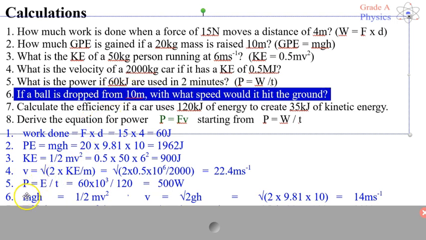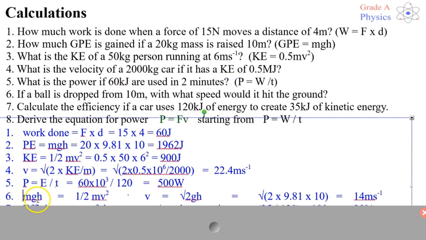So we have MGH, that's our potential energy, and all of that is converted into kinetic energy just before impact. Even at A level, we would normally ignore friction and energy losses due to air resistance, but you might get a question where you have to take that into account. But in this one, we can just assume that MGH is equal to half mv squared.